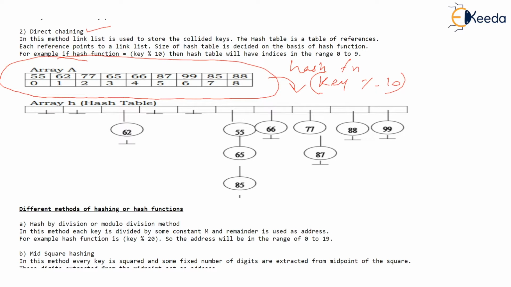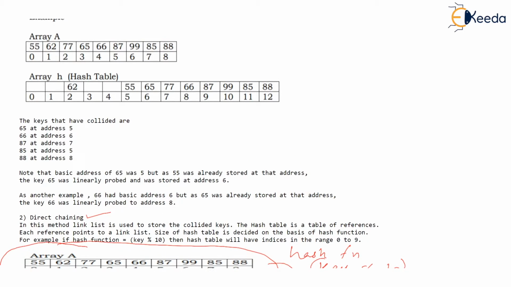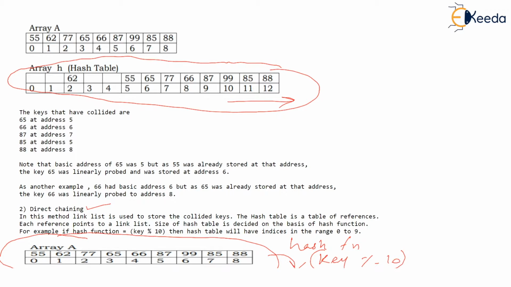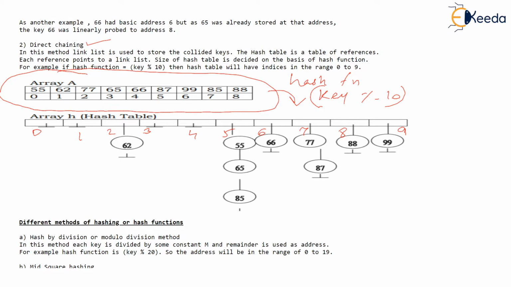But you clearly observe the hash table this time is having 0 to 9 elements. Just observe this very carefully. The hash table size is 0 to 9. But in linear probing, what happened is because we wanted some empty slots, we declared the array hash table which was having size more than the size of the array A. So it was bigger in size, isn't it? But here, the hash table size is dictated or is decided by the hash function.